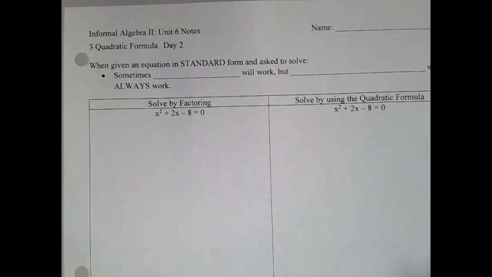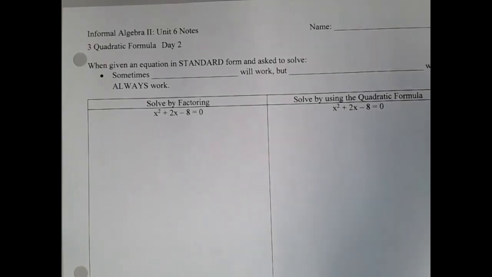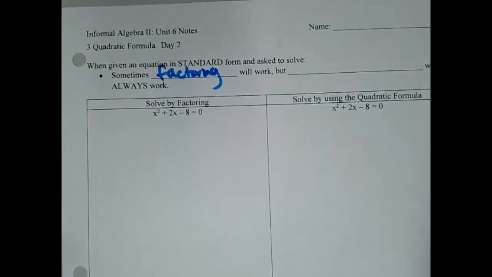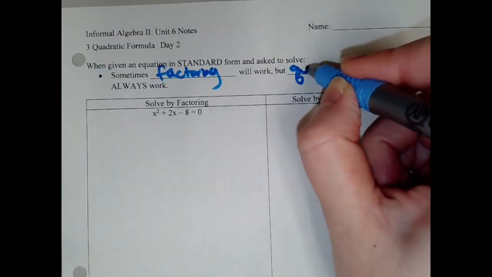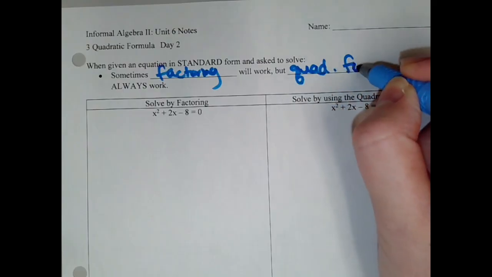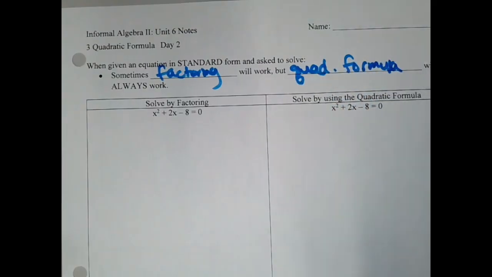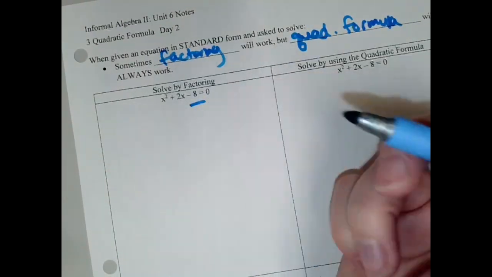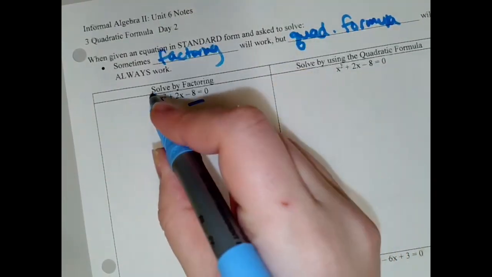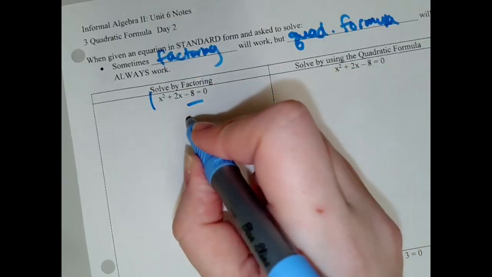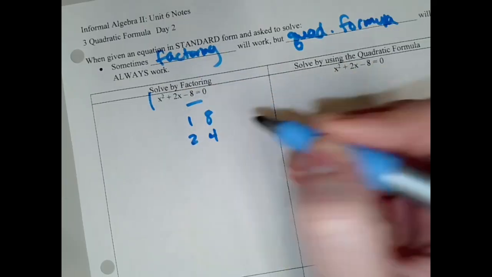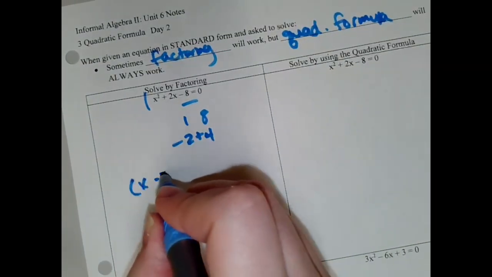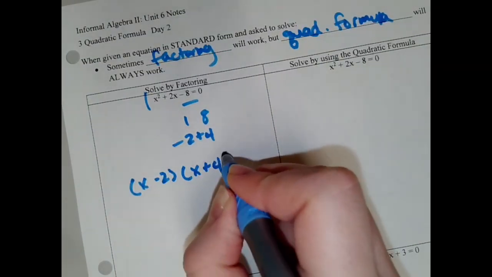When given an equation in standard form and asked to solve, sometimes factoring will work, but the quadratic formula will always work. So it is possible to solve by factoring. Sometimes I think that's easier. For example, a trinomial where the leading coefficient is 1 is guess and check, listing out the factors using different signs to get a positive 2. It's x minus 2, x plus 4.